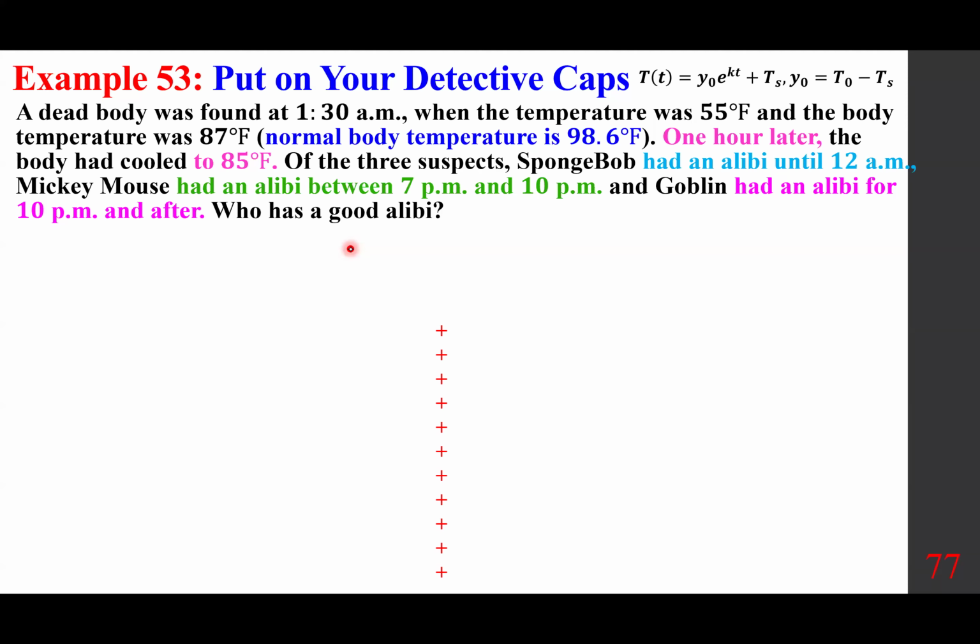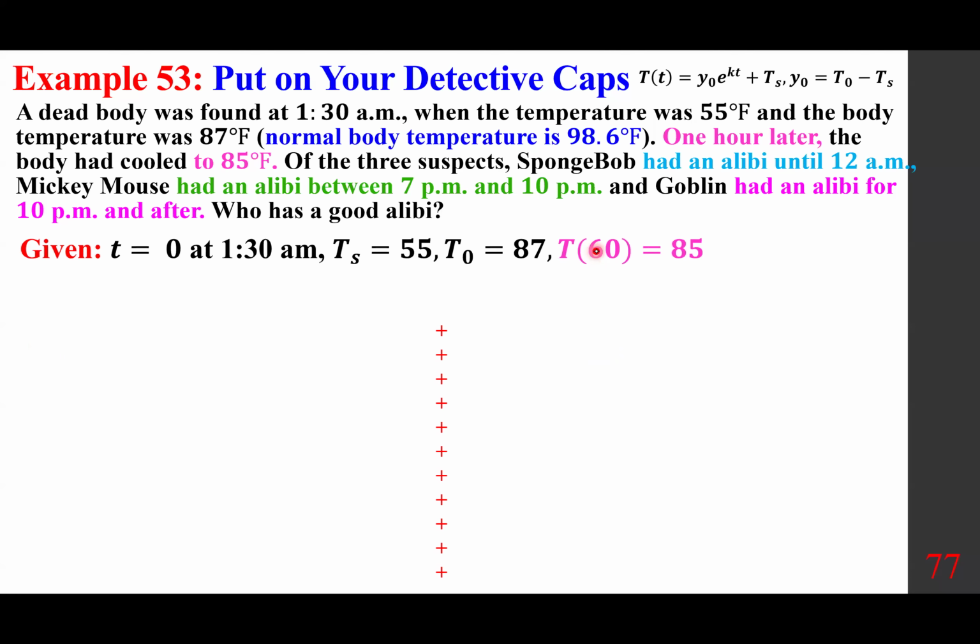So to begin with, we are at 1:30. When t equal to 0, it's 1:30 a.m. The temperature is 55. That means the surrounding temperature is 55. The body temperature, that means T sub 0, is 87. 1 hour later, that means T of 60 is 85. By the way, you have a choice of going with minutes or hours. You can write T of 1 is 85, then you have to stick with hours. Either way, you come up with the same answer as long as you're careful with your calculation. So that's what we have.